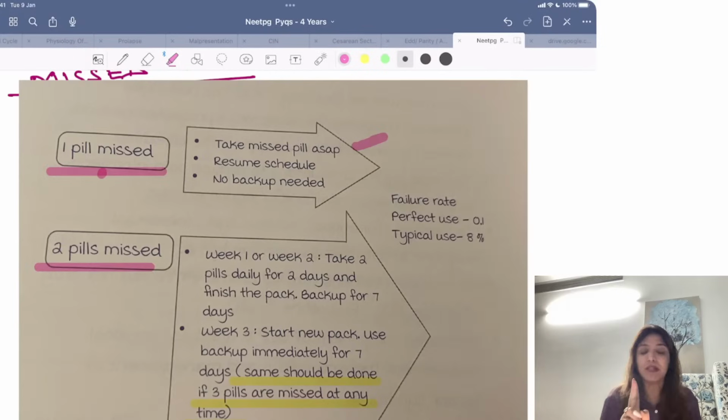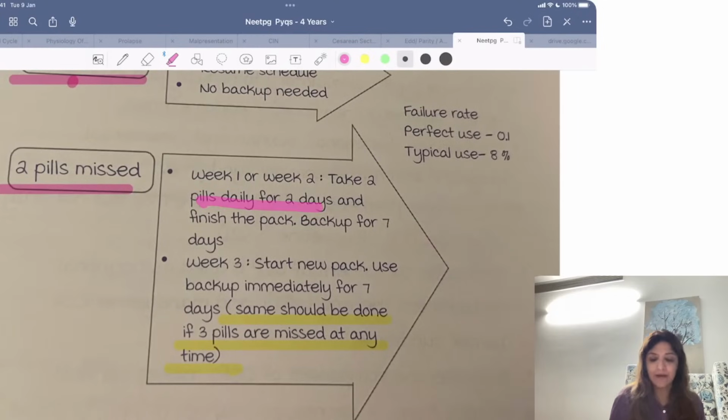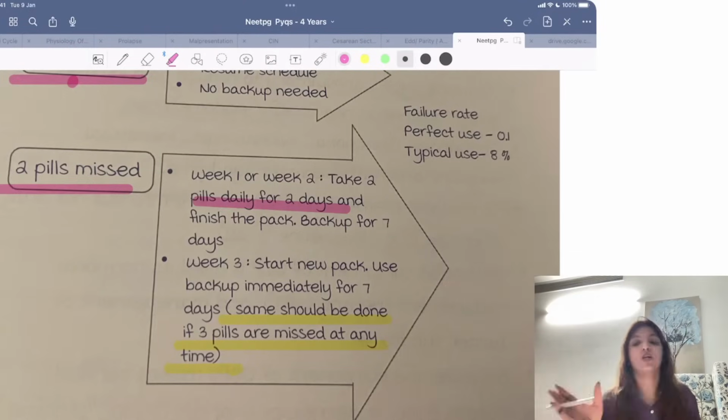Now if 2 pills are missed in the first week or in the second week, she is going to take 2 pills daily for 2 days and she's going to take a backup for 7 days and she's going to continue with the pack. Now, if 2 pills are missed in the third week, in that case, tell her to stop using that pack now, discard the pack, start a new pack and use backup for 7 days.